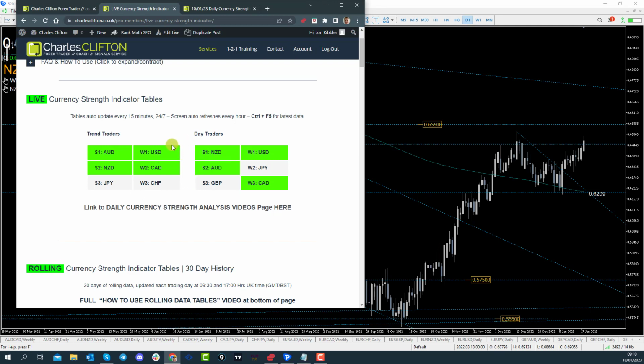We have two types of tables: the trend traders table and the day traders table. These are the same studies but just highlighting different time frames to us. You can see that some of the currencies are highlighted in green here. That shows a confluence between those two trading time frames, and that's where we'll often find some trading opportunities in the markets.